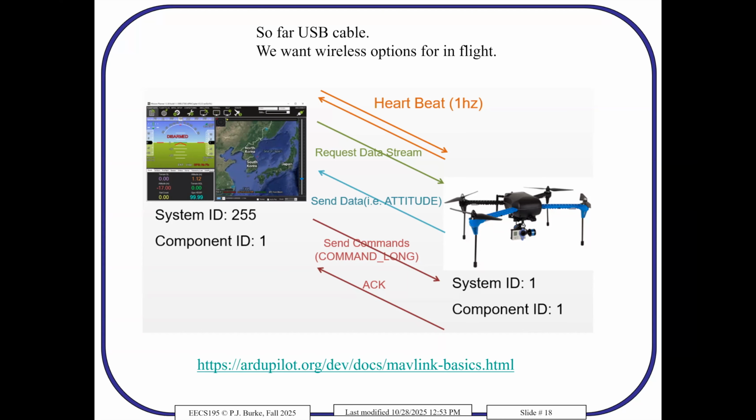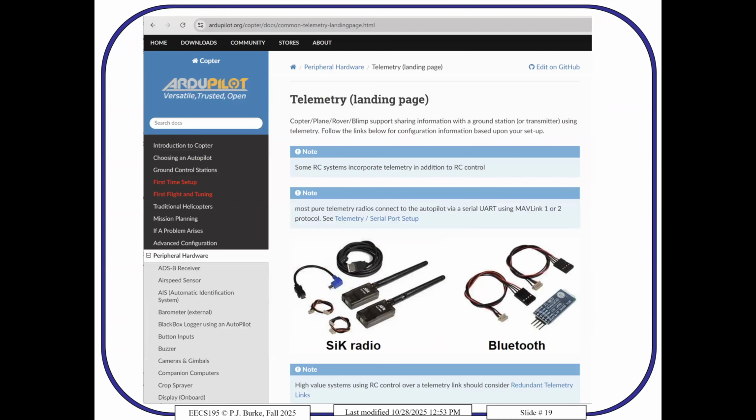So we want something with radio waves to do drone telemetry. There are a lot of options, as you can imagine, because there's a lot of radio technology available to your generation at very low cost. So we're going to go over some of them in this class. I can't do them all in one lecture, but I have picked the best ones for you.